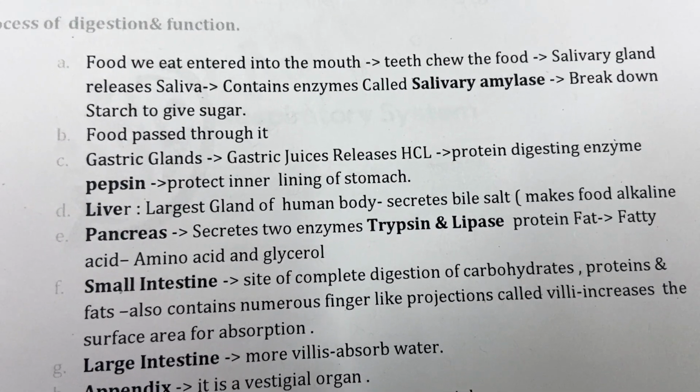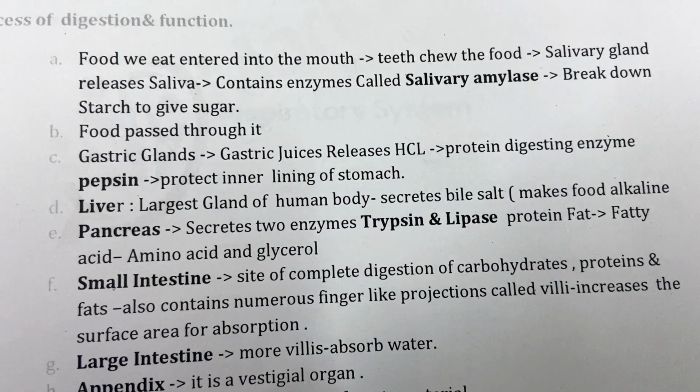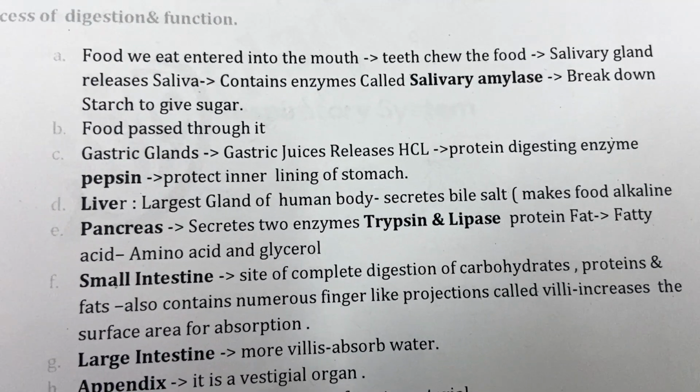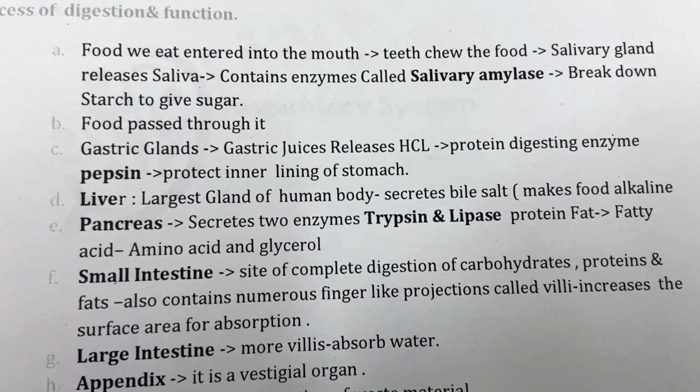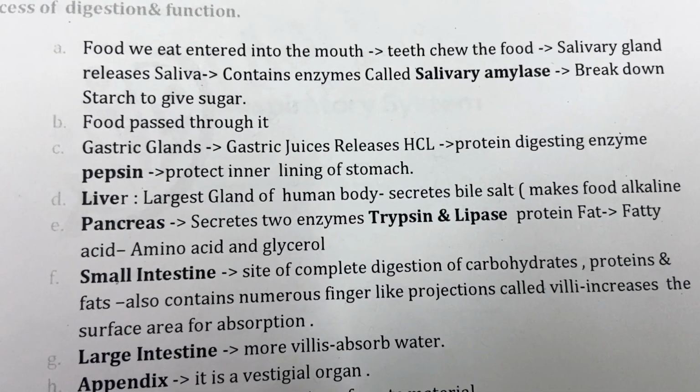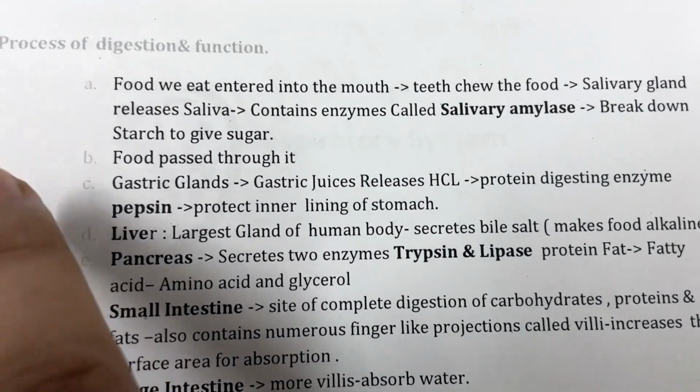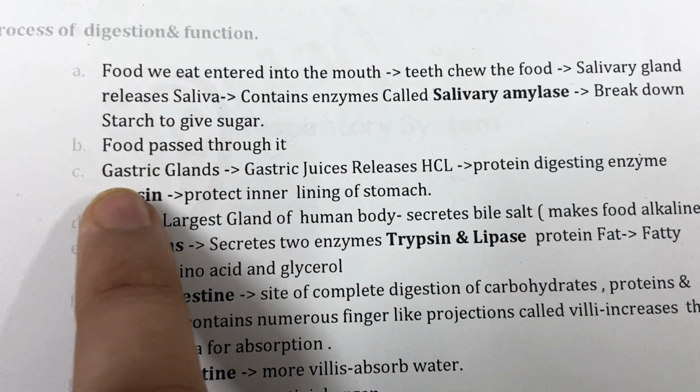Salivary amylase present in the mouth acts on starch and converts it into simple sugar. So the first thing to be digested in the food is starch, and digestion of starch takes place first in the mouth. After that, food is passed into the stomach.